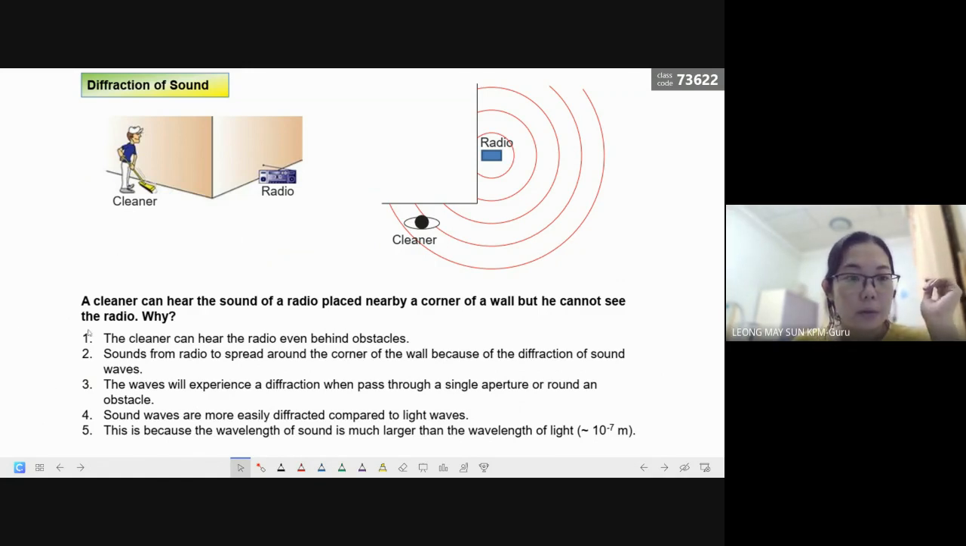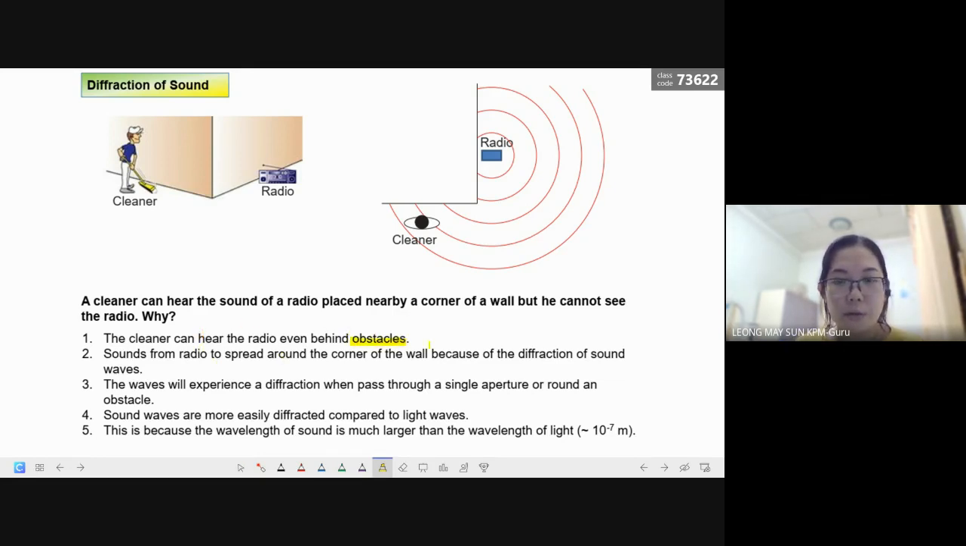Let's just say, for example, you are blocked by a wall. Someone is talking, or there's a radio over here, and there's a cleaner or students located at the other side of the wall. Normally it says that a cleaner can hear the sound of the radio placed nearby a corner of a wall, but he cannot see the radio. Why?